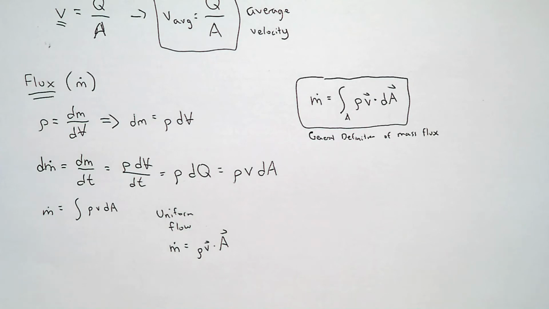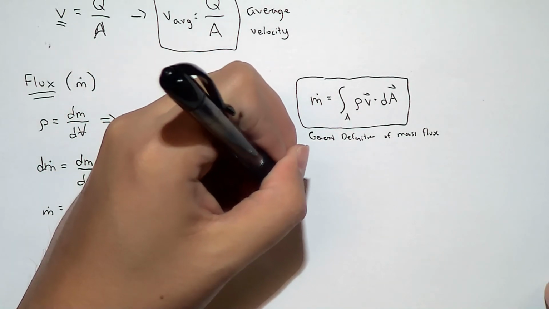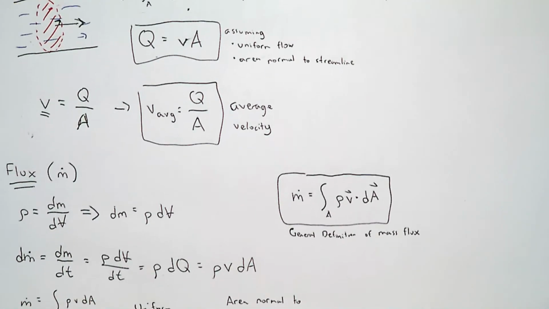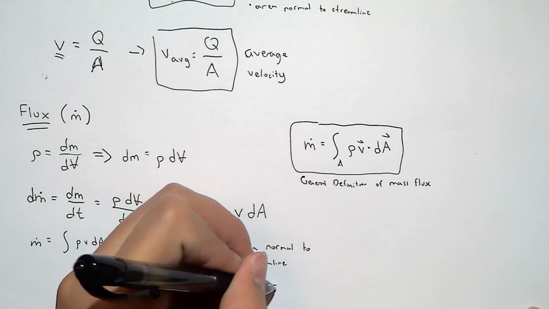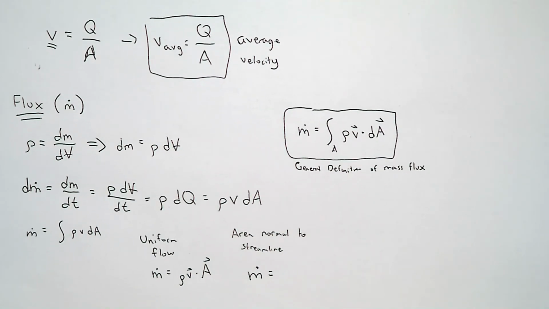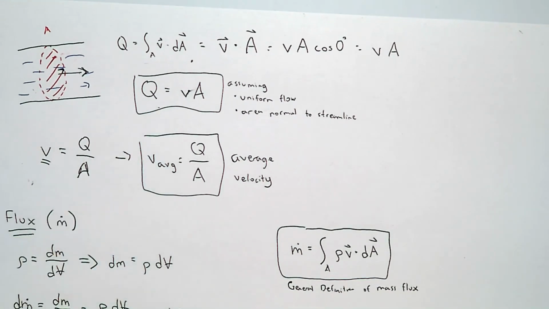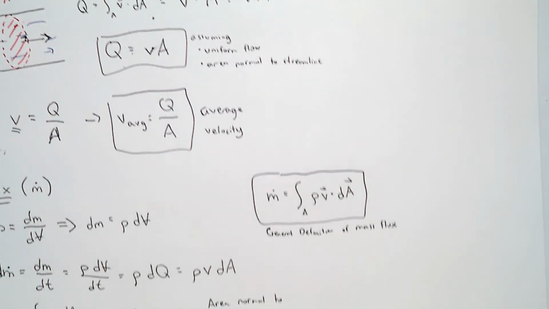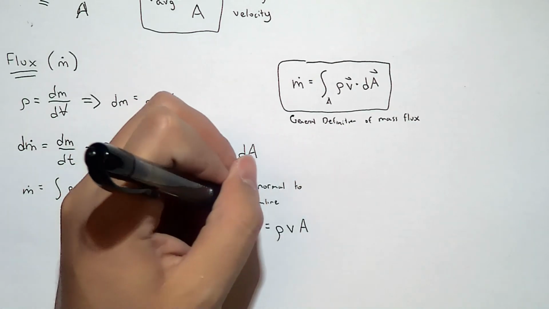But now, if my area is normal to the streamline, looking at how the flow is simplified, what do you think my mass flux will look like if my area is also normal to the streamline? So we look at flow rate. We see the simplifications we made to land at this equation. We want to apply the same simplifications to land at an equation, but for mass flux. So what do you think that equation will look like? Exactly. Density times velocity times area.